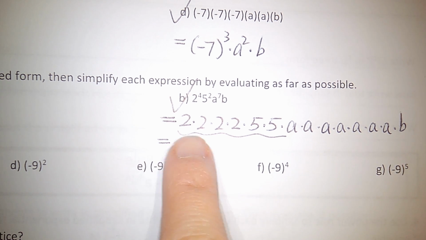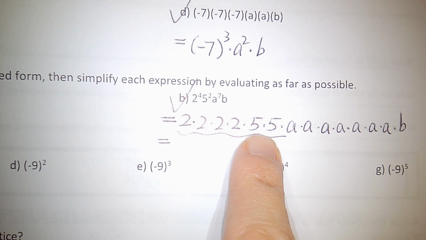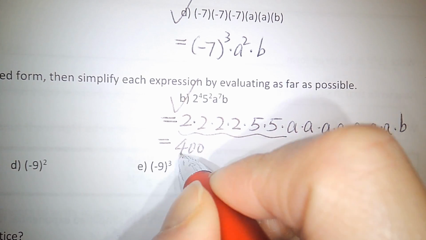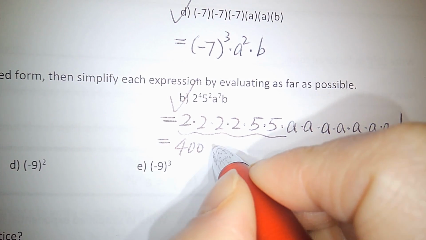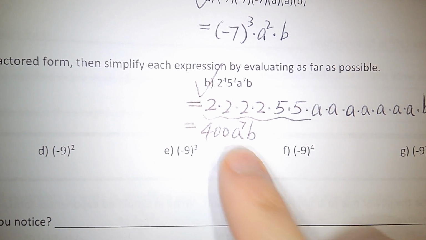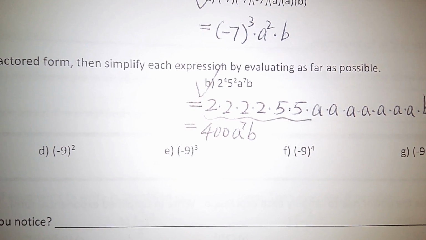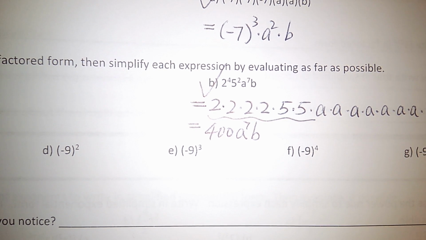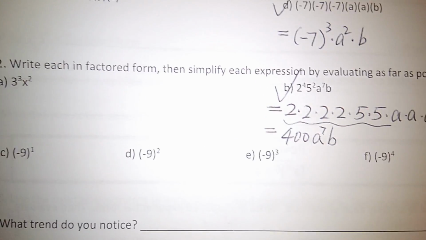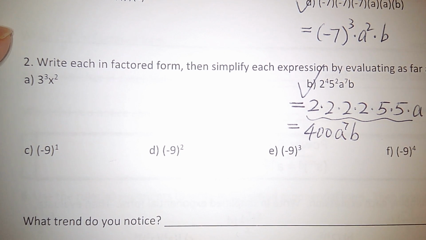What do you get for this multiplication? Have you tried? Do it. 400 a to the 4. A to the 4? Wait, 7. 7 and times b, right? So 400 times a to the 7 times b. You guys, that's good? Alright, then let's try this entire line, please.